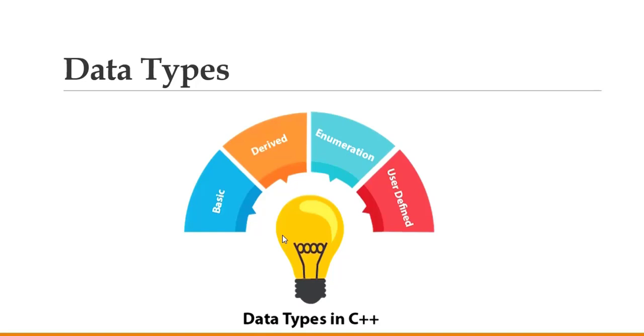First one is a basic, second one is a derived, third one is an enumeration, fourth one is a user defined data type. Let me show you an example for each of these types so that it will be easy for you to understand. I'm sure that these things you have already learned in the C program.